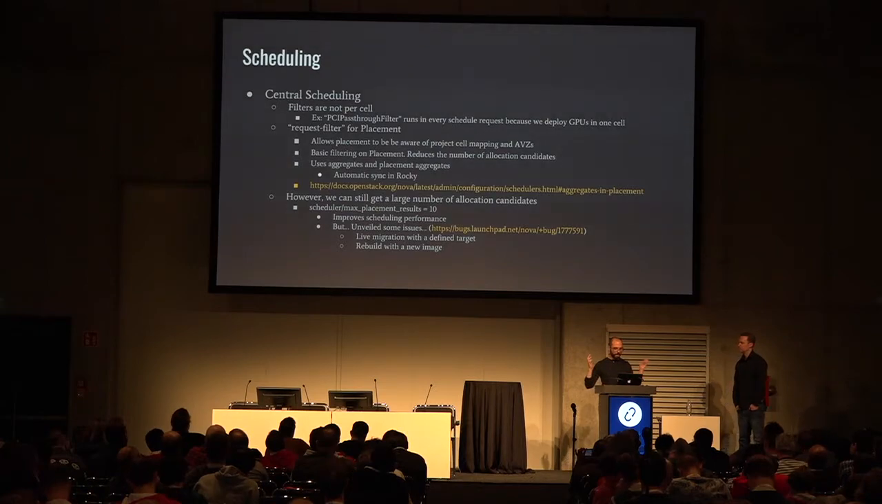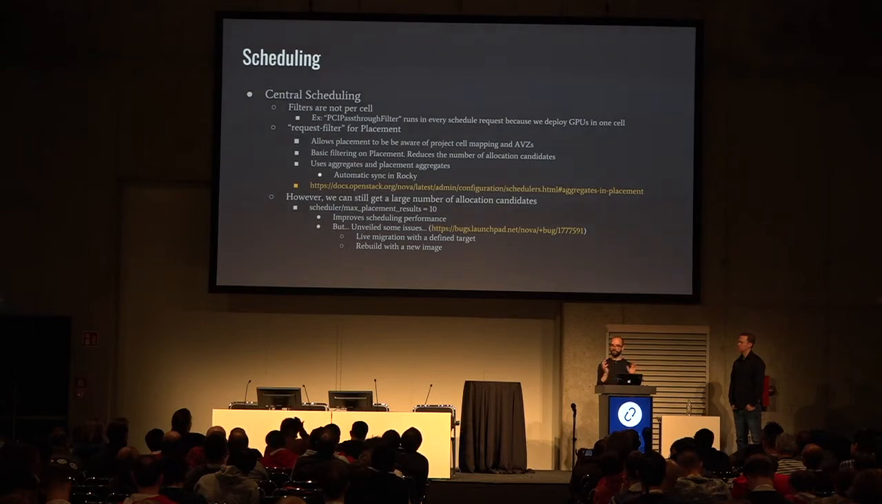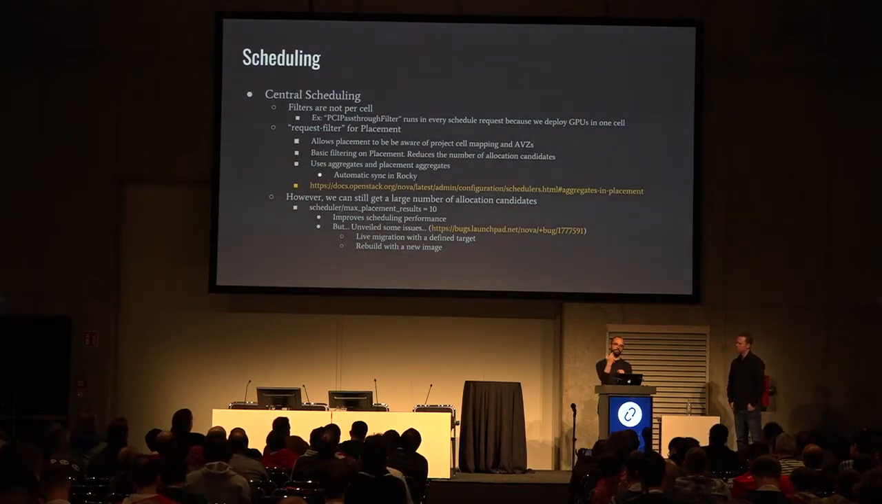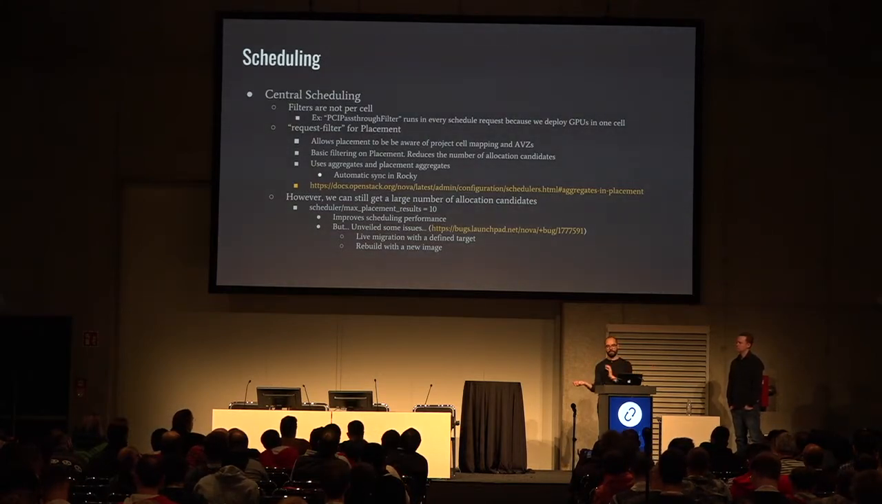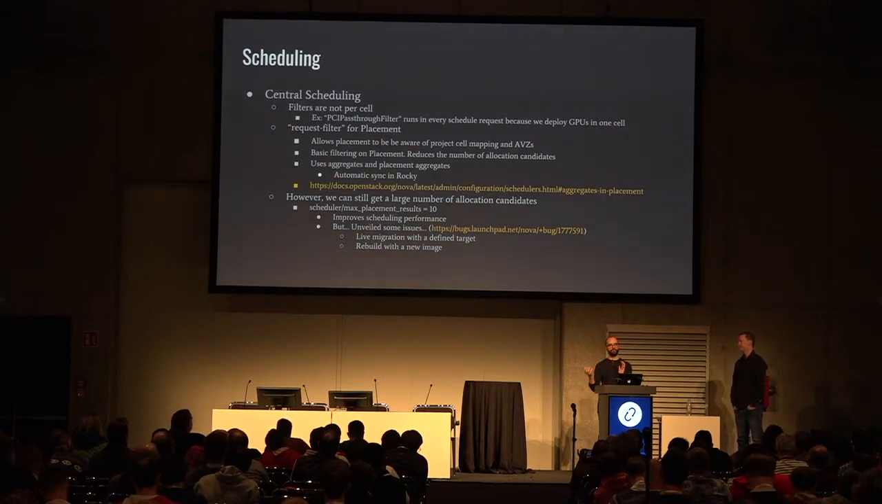It's pretty good. And what it actually allows us is to filter the number of requests from placement. Previously, if we were trying to boot an instance in our clouds, the scheduler would ask placement for all allocation candidates, and we would get a bunch of nodes. The default is 1,000, which is a lot for the scheduler to go through. With this filtering, placement is now only giving the nodes for that particular cell, because of the mapping, or for that particular availability zone that the user requested.